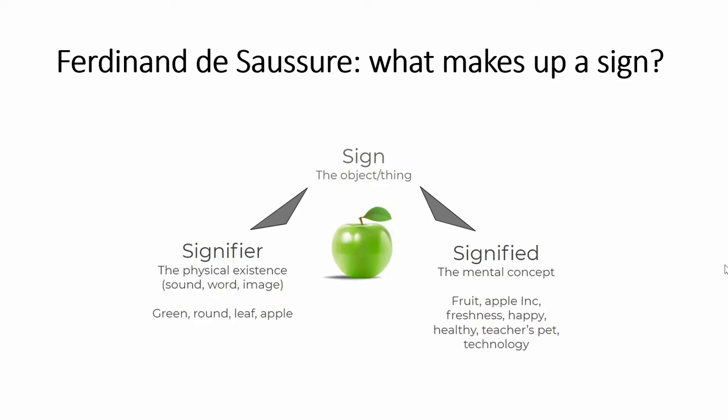Therefore, the main claim is that arbitrariness is the main feature of language signs.